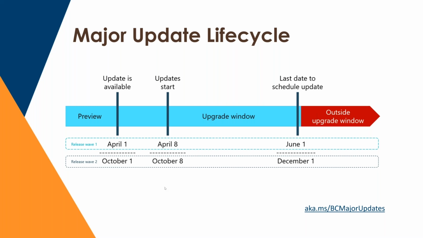To see this upgrade lifecycle and see at least some more documentation on it, Microsoft does have a URL, bottom right-hand corner of my screen, aka.ms/BC major updates. And that's where you can see more details on how Microsoft rolls out major updates to Business Central SaaS.